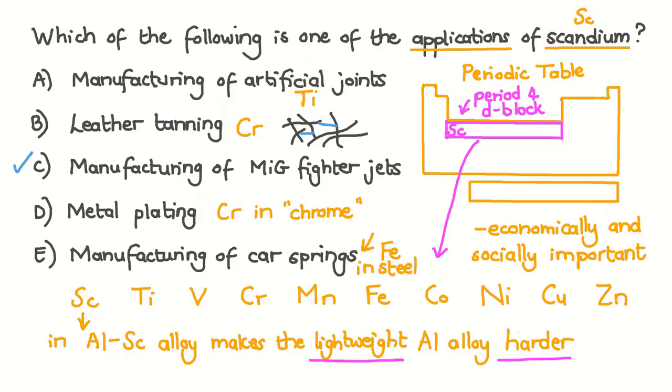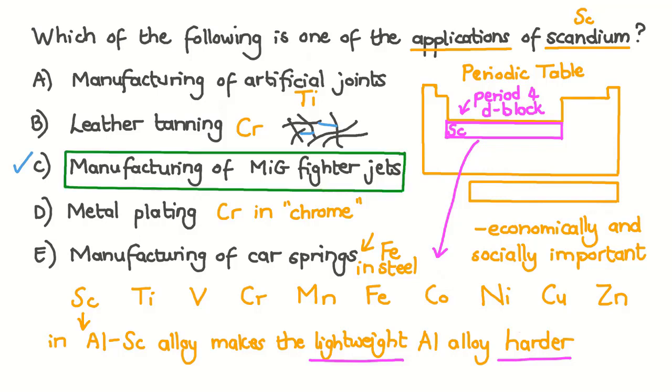Car springs are typically made of steel. Steel is largely composed of iron along with some carbon. The combination of iron and carbon in steel gives a very strong alloy, although very heavy. Steel would not be suitable to make MiG fighter jet components. Of the answer options, the application of scandium is manufacturing of MiG fighter jets or their components.